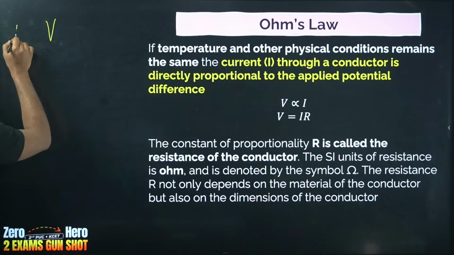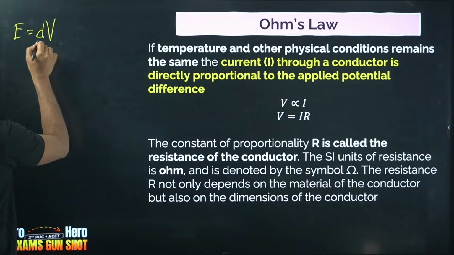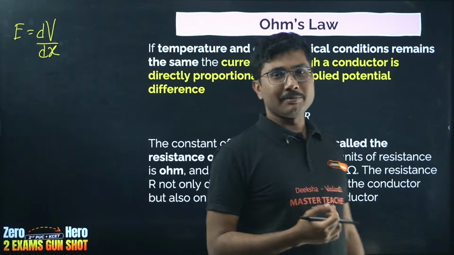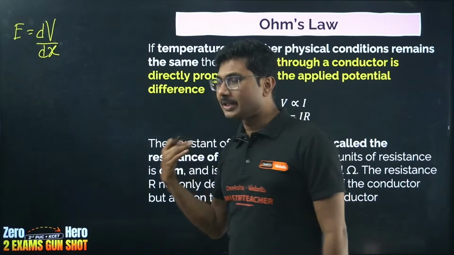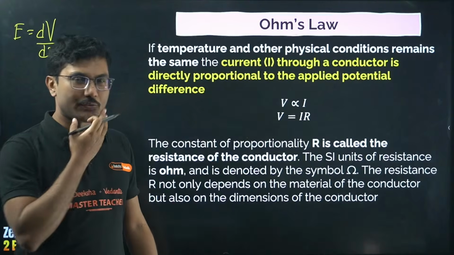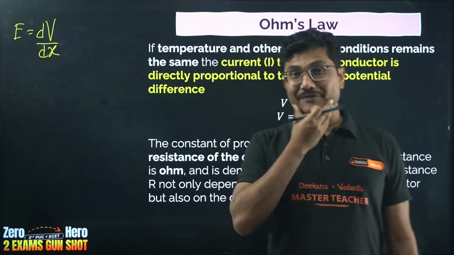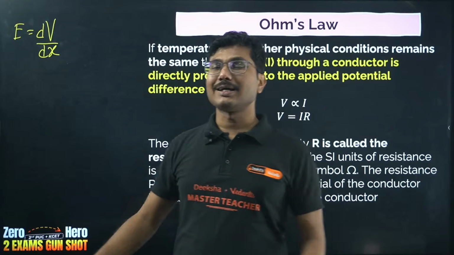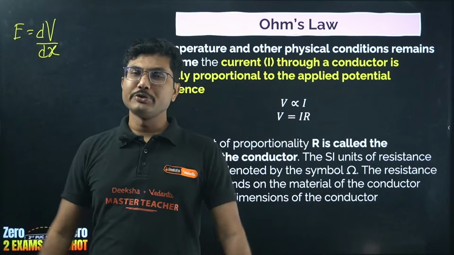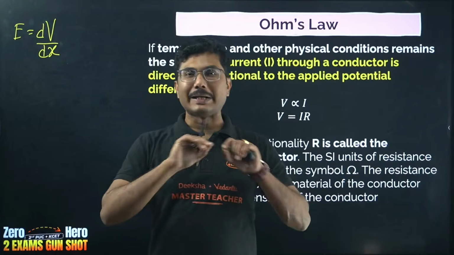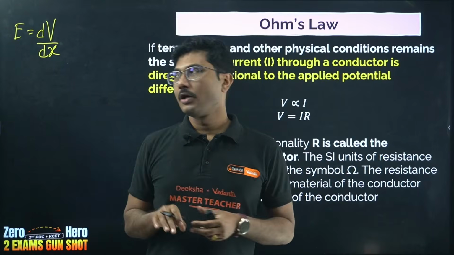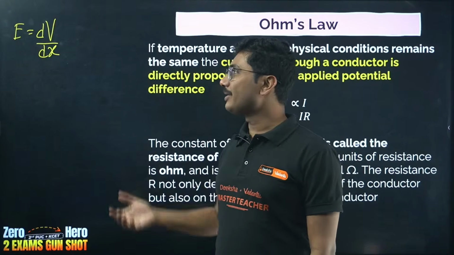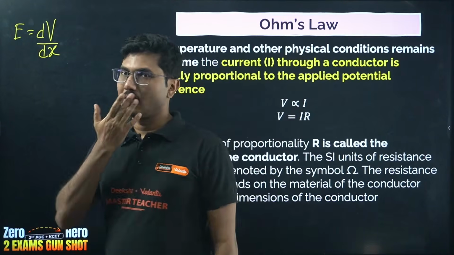Electric field is nothing but the rate of change of potential with distance. So electric field was nothing but dV/dx. So potential has a relationship with electric field. So if you can apply a potential difference, so potential difference is very, very essential. A potential difference across a conductor will produce an electric field, and that is the basis of all electric current.